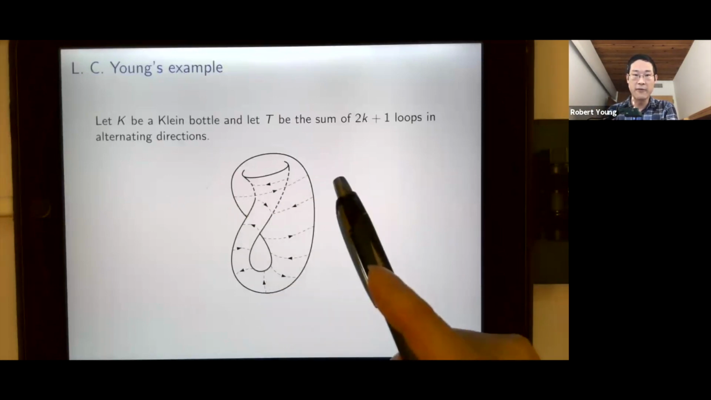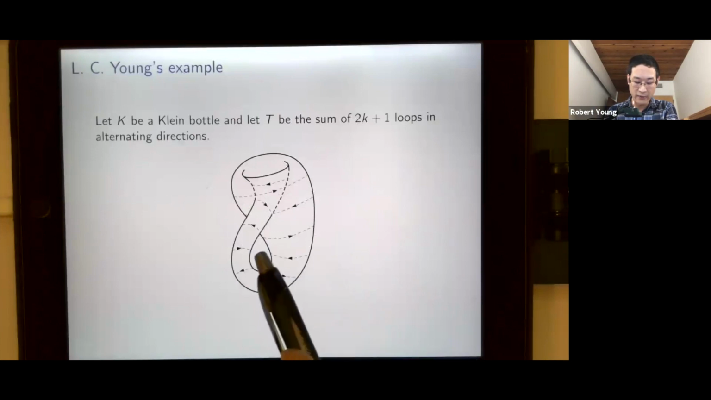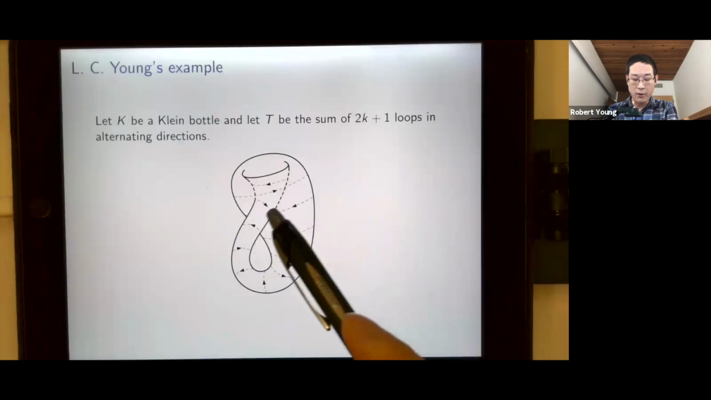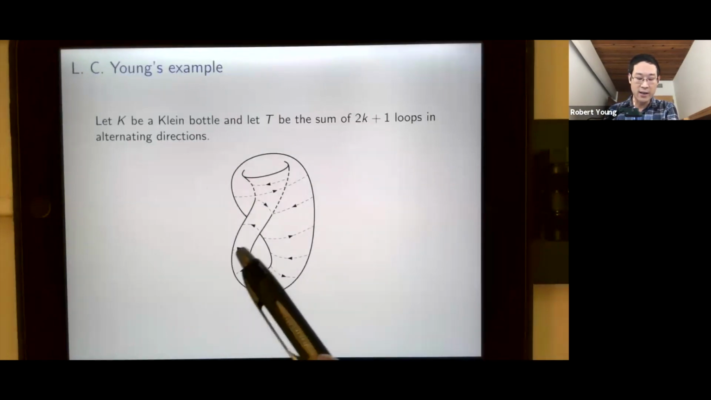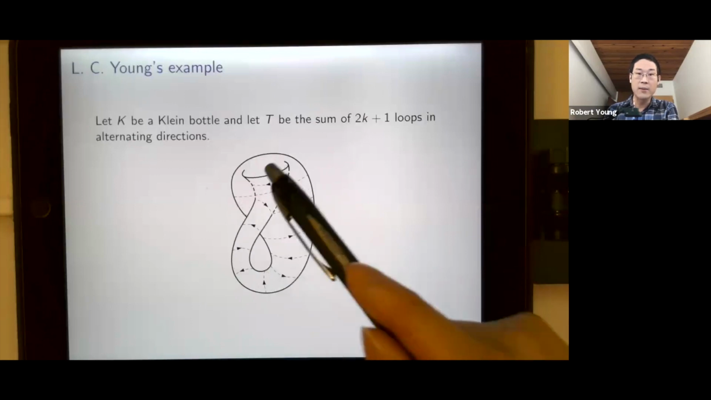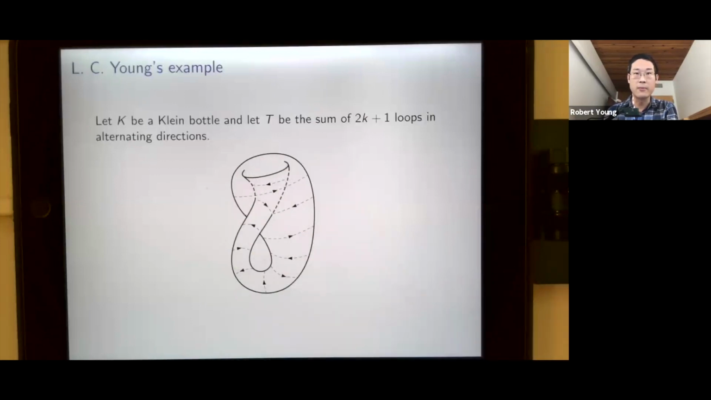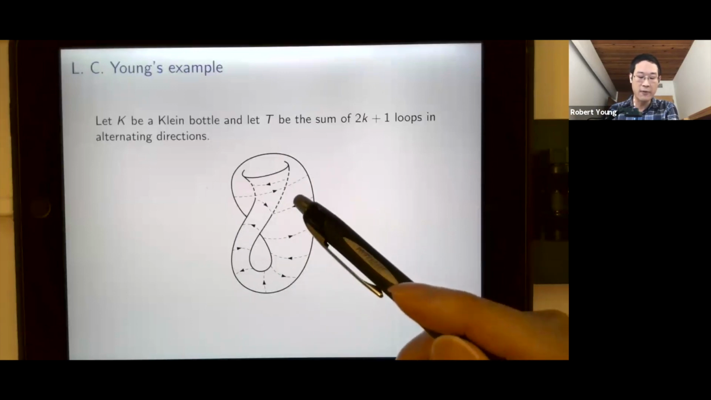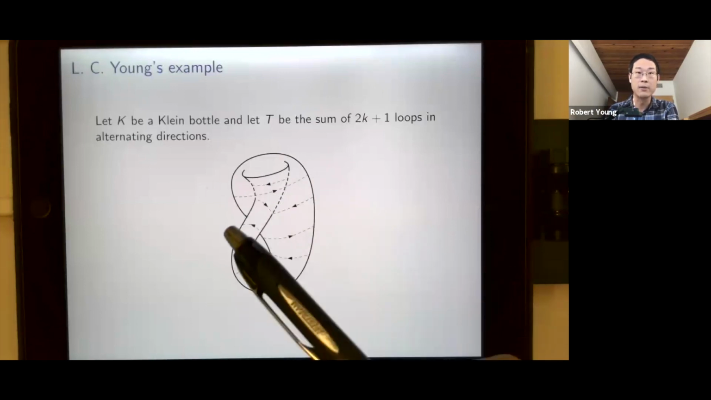So you can see it goes back and forth and back and forth and back and forth as you go around the Klein bottle. Here, it's important that we have a non-orientable surface because we have an odd number of loops. And so as we go around, we change direction an odd number of times. And then 1 extra time from the twist in the Klein bottle, from the gluing with the twist. And so overall, we change direction an even number of times, and that means that we end up going the same direction that we started.